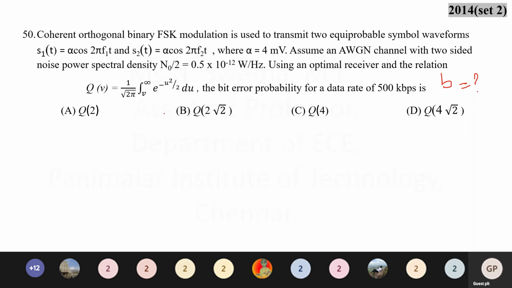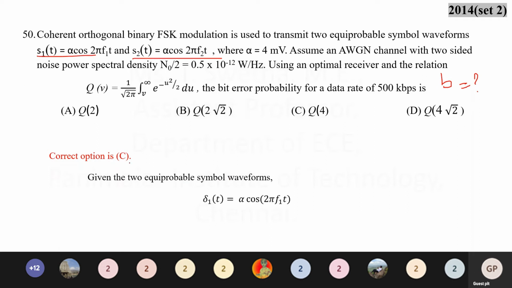So here we'll pick out the data and first write it. So the answer is option C. We'll see now how. There are two equally probable symbols given. In the question they have given two equations. We'll take those two equations and write them. Here the symbols are S1 of t and S2 of t, those two signals that we have taken and written in here.